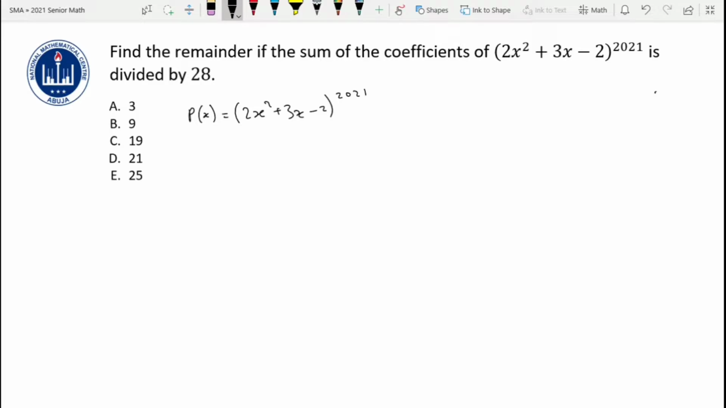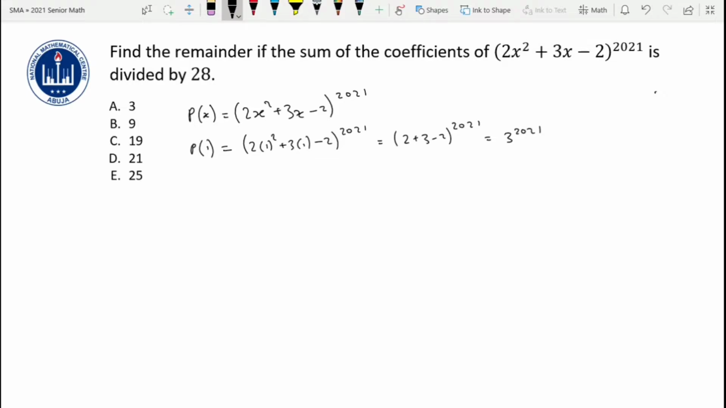One common property of polynomials is that P(1) is the sum of coefficients of a polynomial. So to find the sum of coefficients of the polynomial we're given in the question, all we have to do is substitute x with 1 and find P(1), which is going to be (2 times 1 squared plus 3 times 1 minus 2) raised to 2021. And this simplifies to (2 plus 3 minus 2) raised to 2021, which is 3 raised to 2021.